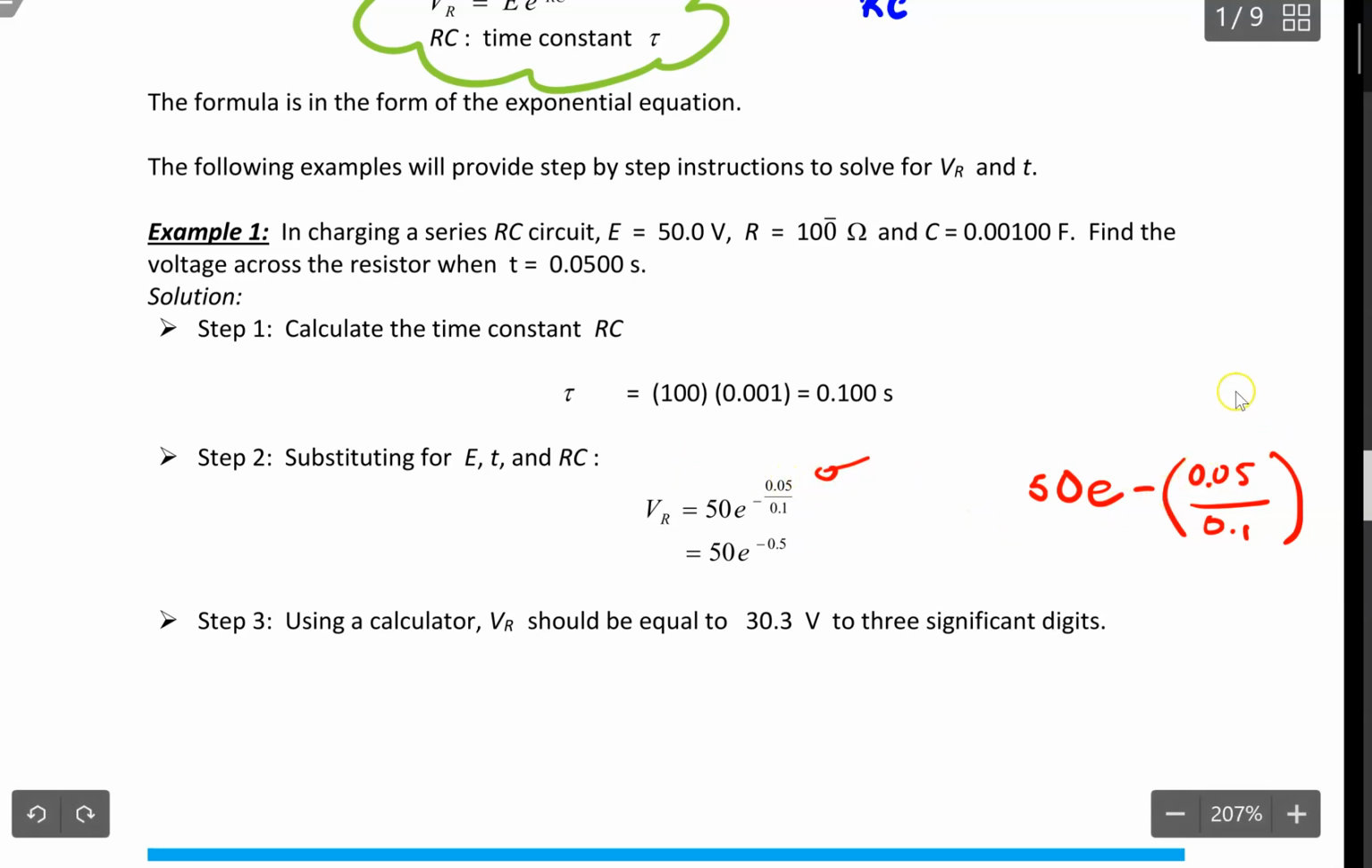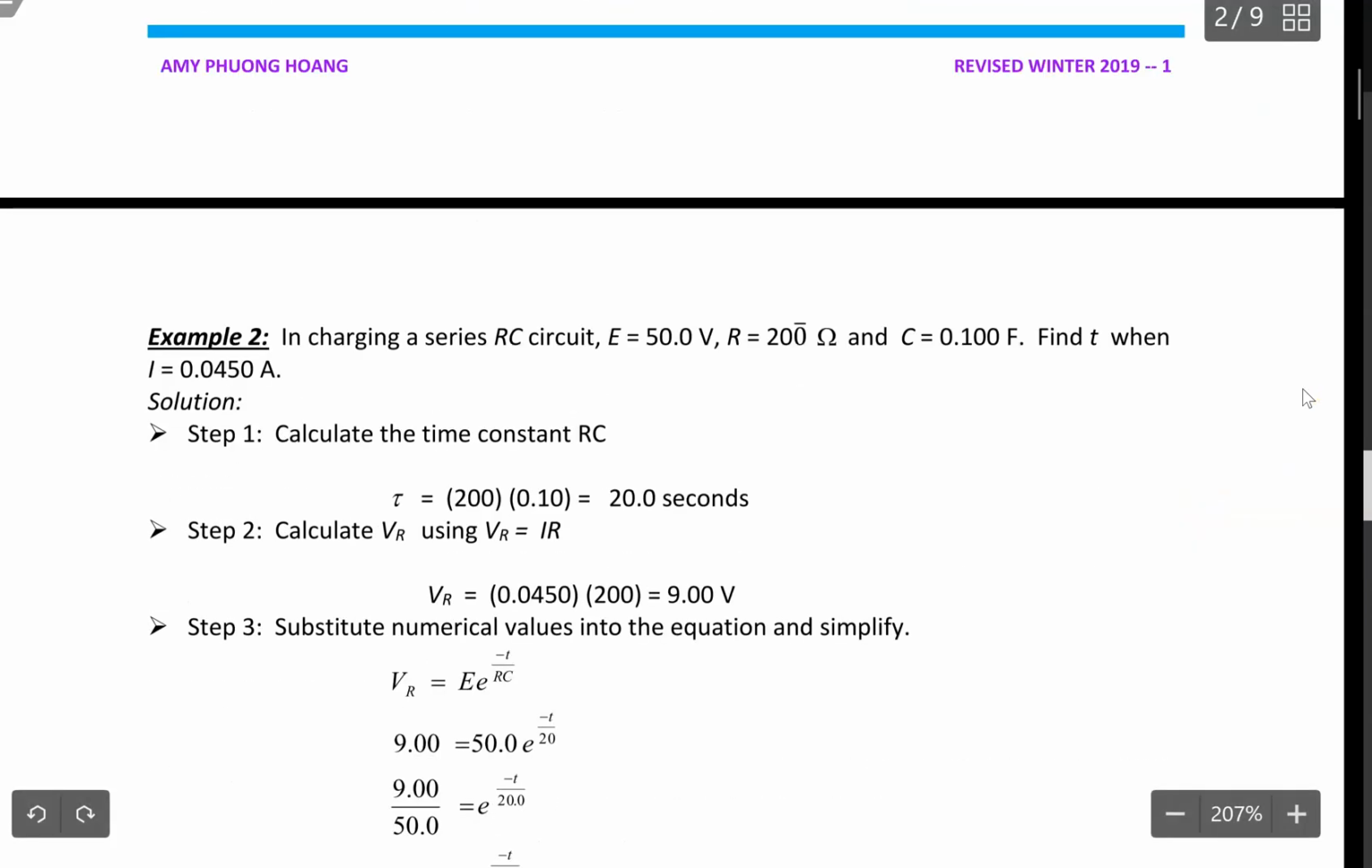Honestly, I always recommend everyone to find this time constant right away, so that it simplifies the calculation. It also eliminates potential error. That's what I mean. Okay, so let's move on to our next example.